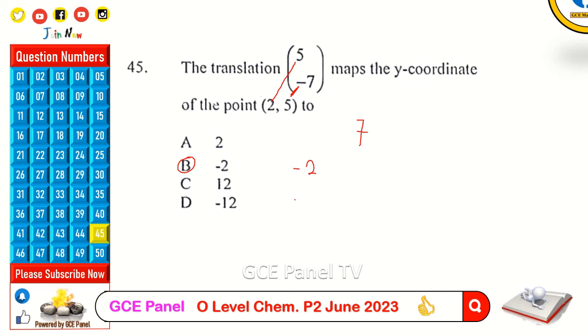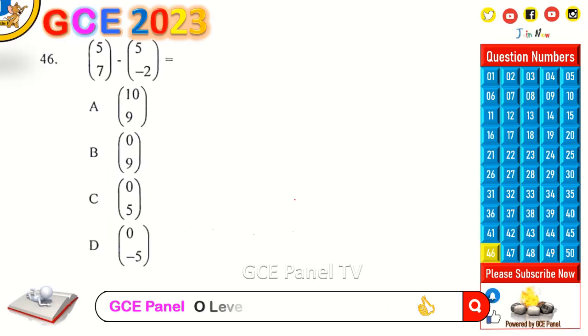Okay. Question 46. Now simplify this difference in matrices. So 5 minus 5 is 0. And 7 minus minus 2 is 7 plus 2, which is 9. So we have 0, 9.